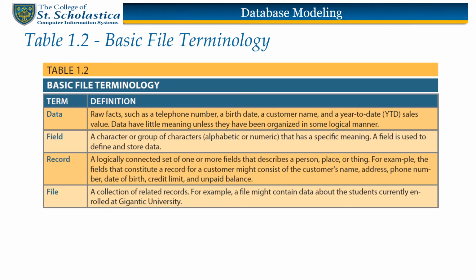The description of computer files requires a specialized vocabulary. Every discipline develops its own terminology to enable its practitioners to communicate clearly. Data are raw facts from which the required information is derived. Data have little meaning unless they are grouped in a logical manner. A field is a character or a group of characters, numeric or alphanumeric, that describes a specific characteristic. A field may define a telephone number, a date, or other specific characteristics that the end user wants to keep track of. A record is a logically connected set of one or more fields that describes a person, place, event, or thing.